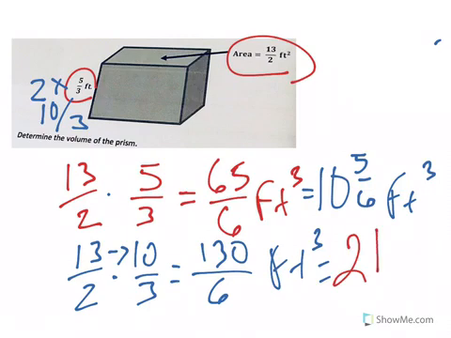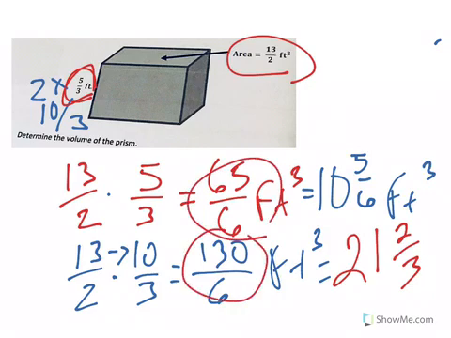If we simplify that, we end up with 21 2/3. The point we want to look at here is that if we doubled the height, we doubled the volume. 65/6 doubled is 130/6, and 10 5/6 doubled is 21 2/3. Whatever you do to the height, whether you cut it in half, then the volume would be half. If you double it, the volume would be double. If you triple it, the volume would be triple. Whatever you do to the height, the volume corresponds proportionally. So it's a proportional relationship.